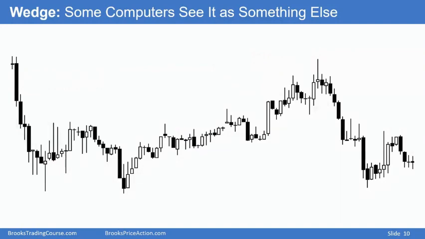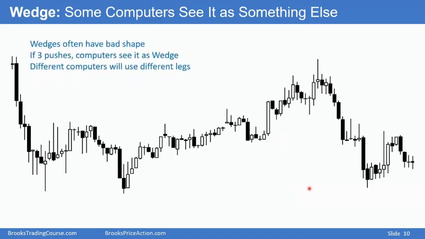Just because I see it as a wedge does not mean that all the computers see it as a wedge. Also, different computers will use different reversals to create the wedge. A bull breakout and 3 pushes up, so a small wedge top. Other computers will say, well, maybe the wedge top is 1, 2, 3, and we did not quite reach the third touch of the line.